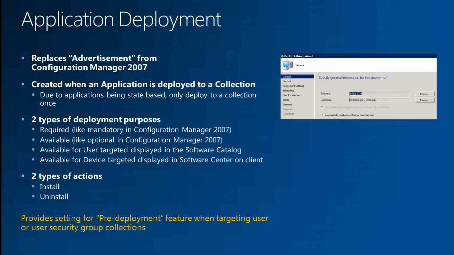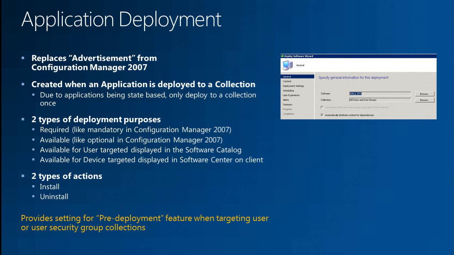So that brings us to application deployments. This is very similar to what we used to call advertisements in System Center 2007. When you create an app and deploy it, that particular process is called deployment. Since Brian just alluded earlier that apps within the application model are state-based, if we detect that they are not there, we'll put it back for you. Once you deploy them to a collection, you do not need to deploy them again and again. One time is good enough for the collection, and you're good to go from there.